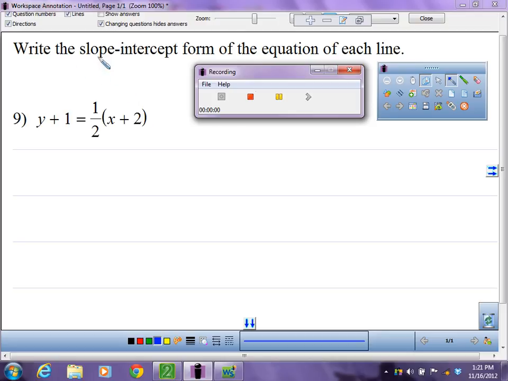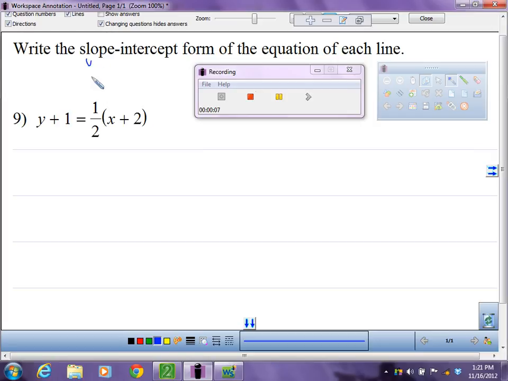Okay, and this one, notice what they're asking: write the slope-intercept form of the equation of each line. Our slope-intercept form is y equals mx plus b, where you can see the slope and the y-intercept. So that's why it's called the slope-intercept form. We have an equation, so all we have to do is follow through and make sure that you make it into the format of y equals mx plus b.